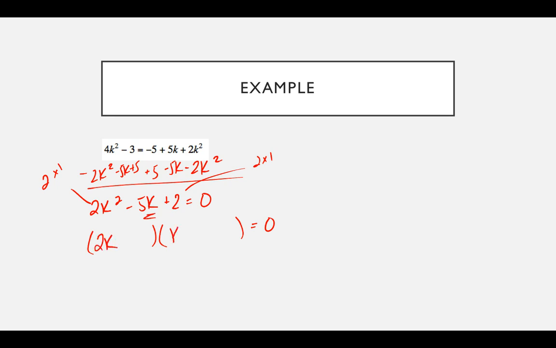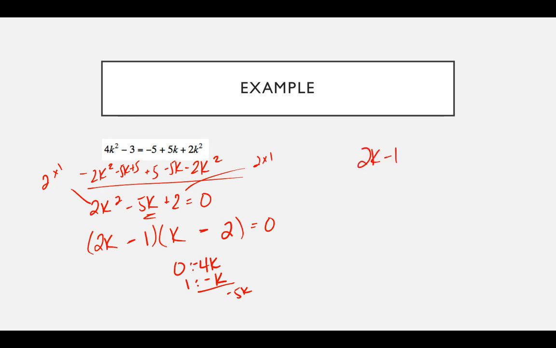So 2k times 1k to get the 2k squared. And then I'm going to need to put my 2 here and my 1 here so that my outside terms give me 4k, my inside terms give me 1k. They both have to be negative so that when I add them together, I get the negative 5k that I have in the center here. So 2k minus 1, k minus 2.